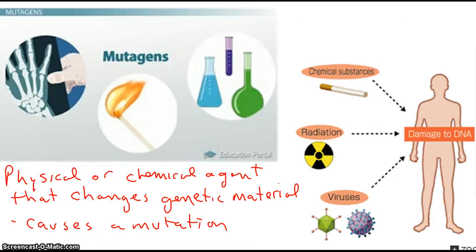Now, what can cause them? Well, mutagens cause mutations. A mutagen is a physical or chemical agent that changes genetic material. It causes mutation. The big 3 that we're going to talk about are chemical substances. Tobacco is probably the #1 carcinogen out of all substances in the world. Radiation in all its different forms. There's nuclear radiation, there's ultraviolet radiation, there is X-rays, and then also viruses can cause mutations that can cause cancer. So HPV, some of you may have been vaccinated against that, is a virus that can cause cervical cancer in women. That is an example of how viruses can cause damage to your genes and cause a mutation.